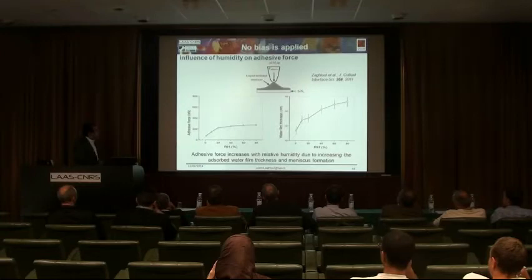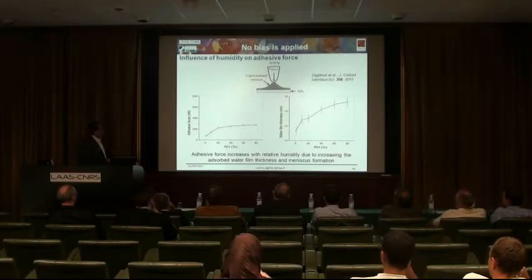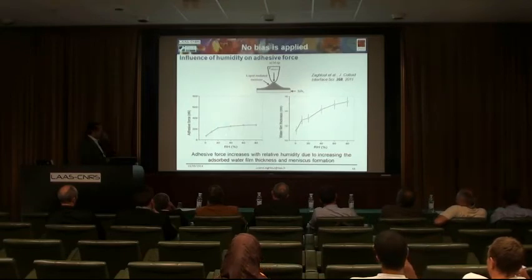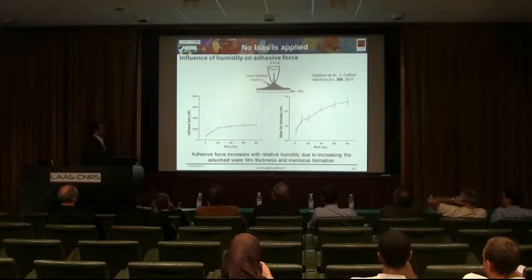You might ask why all of this graph is empty; we're going to see it will be filled by other data shortly. The water film thickness is increasing with the humidity, which explains the increase in the adhesive force with relative humidity, due, of course, to the meniscus formation.